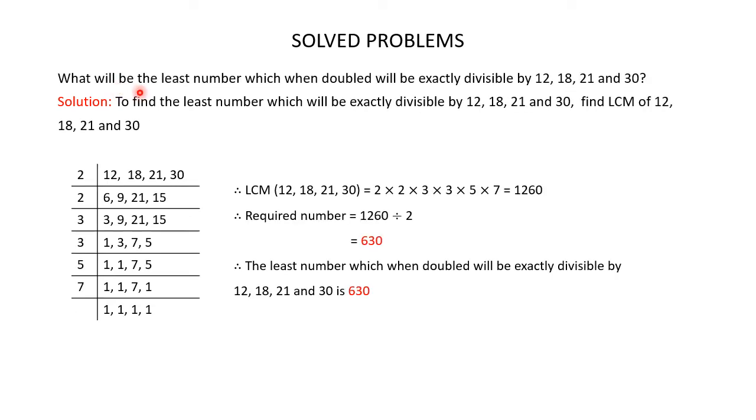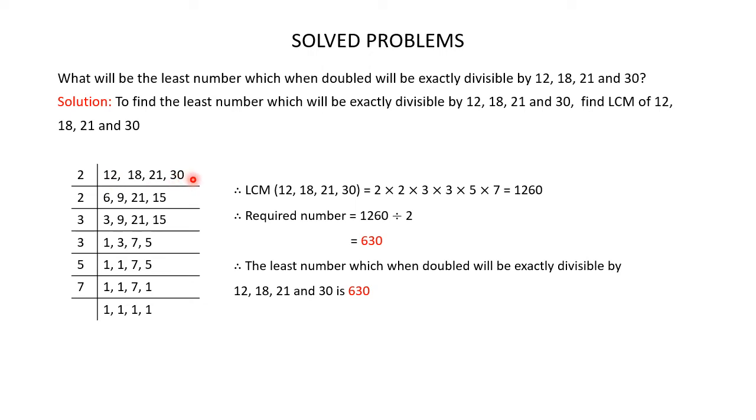What will be the least number which when doubled will be exactly divisible by 12, 18, 21 and 30? Now, to find the least number which will be exactly divisible by 12, 18, 21 and 30, you have to find the LCM of 12, 18, 21 and 30. Let's find the LCM of these numbers using the division method.